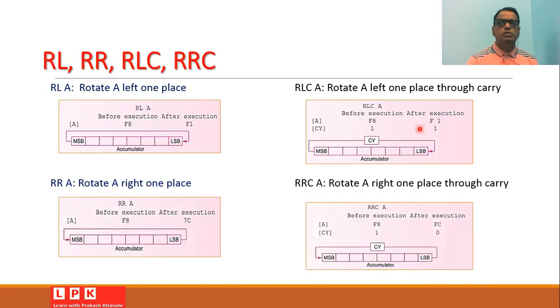Then another form of the instruction is RRC A, that is rotate A right one place through carry. In that case, the rotation of the data in the accumulator will take place to the right by one bit position through carry. Therefore, this bit will go here, and this bit will come here. If A has F8 and carry is 1, then after the execution of this instruction, we will get the content of A equal to FC, and now carry will become 0.